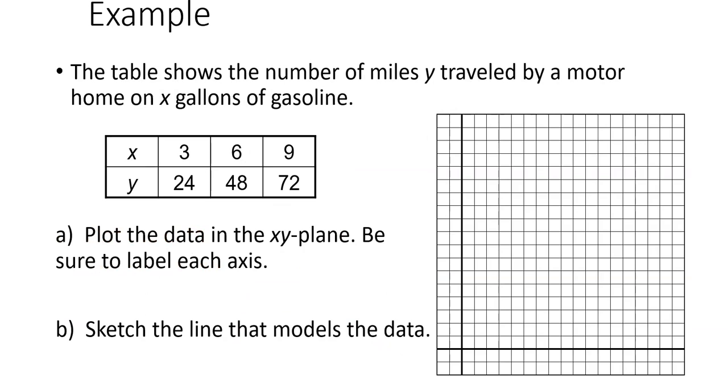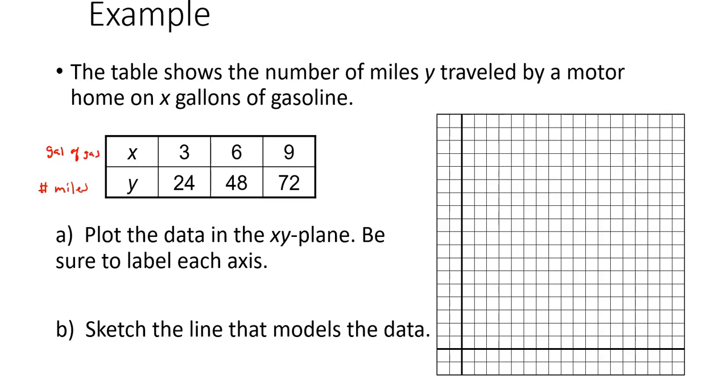All right, this is a table of values. It shows the number of miles. Y values are number of miles, so maybe we'll make a little note. Number of miles for the Y's, traveled by a motorhome on X gallons of gasoline. So X represents number of gallons of gas.